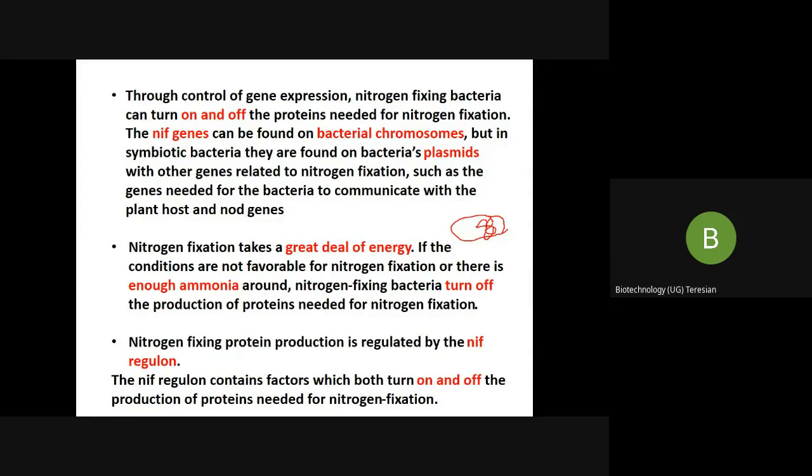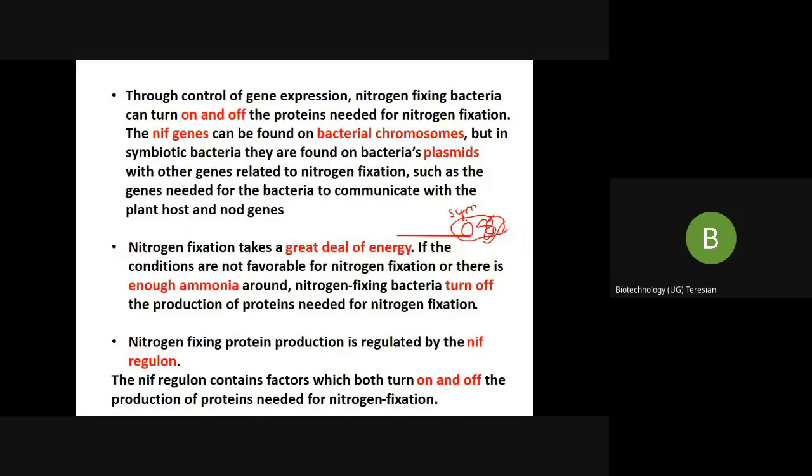So your NIF genes can be found on this bacterial chromosome, or particularly in symbiotic bacteria, they are found on the bacterial plasmid here. It is called as the symplasmid. So either it can be found on the bacterial chromosome, or in symbiotic microorganism, it is found in the plasmid and it is called as the symplasmid.